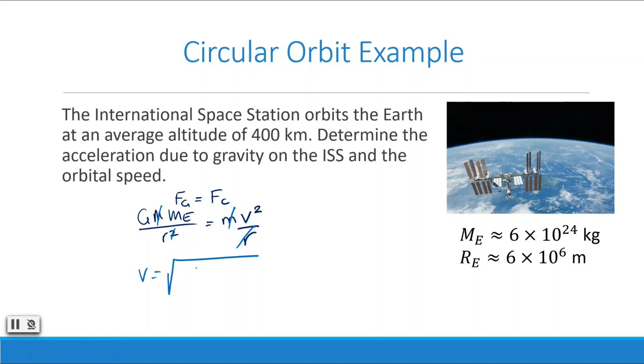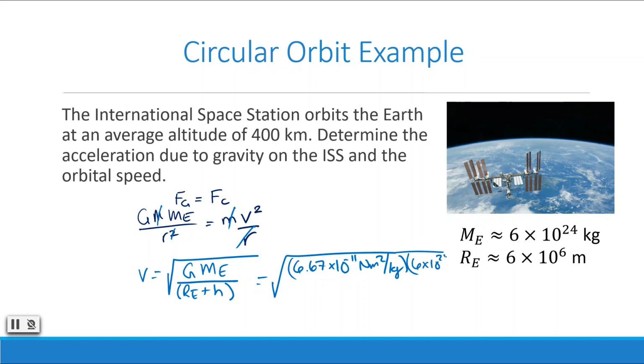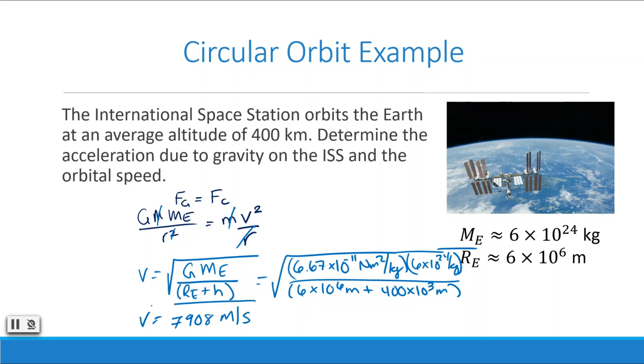So our orbital speed is the square root of G times the mass of the Earth over the radius, and that radius is once again the radius of the Earth plus the orbital height. So plugging in numbers, we get 6.67 times 10 to the negative 11 Newton meters squared per kilogram squared, the mass of the Earth, 6 times 10 to the 24th kilograms, over the radius of the Earth, 6 times 10 to the 6 meters, plus 400 times 10 to the 3rd meters. And we get our orbital speed of around 7,900, and let's see, what is that, about 8 kilometers per second.